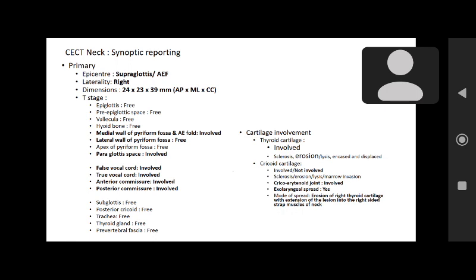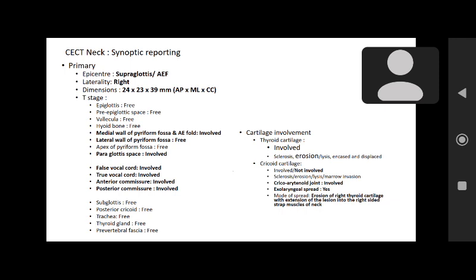Medial wall of the pyriform fossa and the aryepiglottic fold were involved. Lateral wall of pyriform fossa was free. Apex of pyriform fossa was free. Paraglottic space was involved. The false cord on the right side was involved, including the true vocal cord, and the anterior commissure and posterior commissure were involved. Subglottis was free. Postcricoid was free. Thyroid gland also was free, and there was no pretracheal fascia involvement.